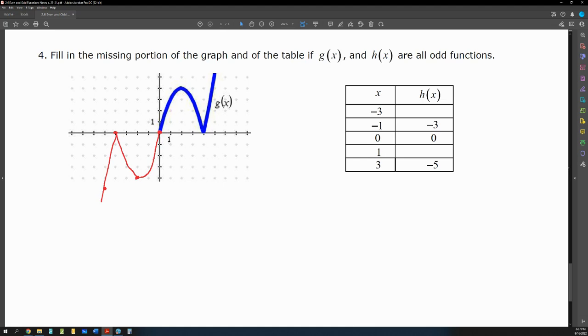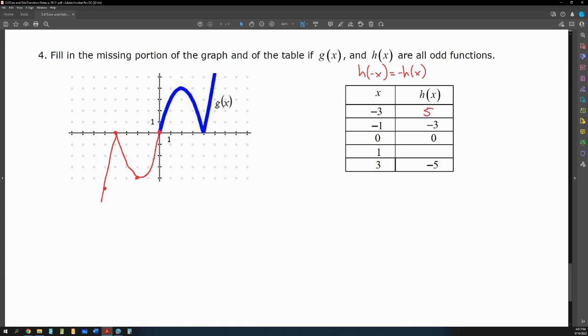Okay. For h of x, again, we need h of negative x to be equal to negative h of x. So let's take a look at this first one. So if I were to take -3 and I were to take h of negative x, that's saying h of -3, which is h of 3. So then we're looking at h of 3, which is -5. Make it negative for a negative h of x, and we get +5. So then h of -3 is equal to 5.